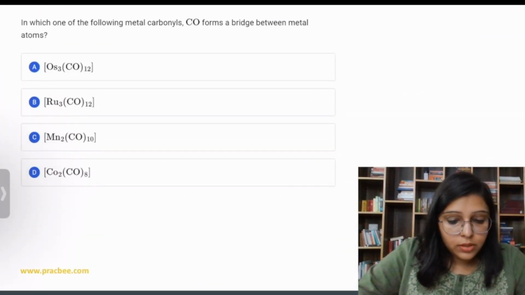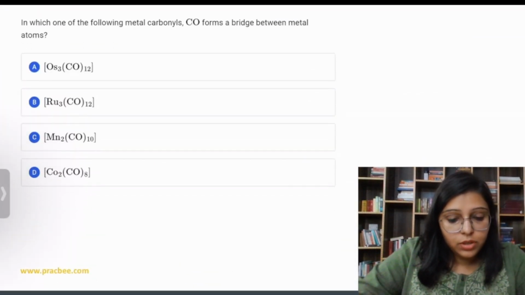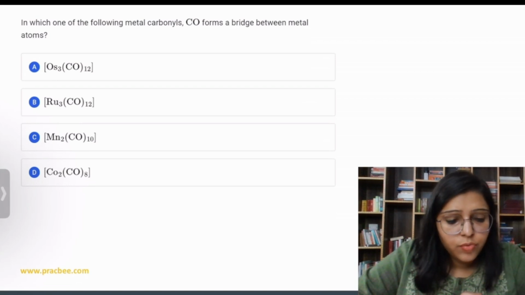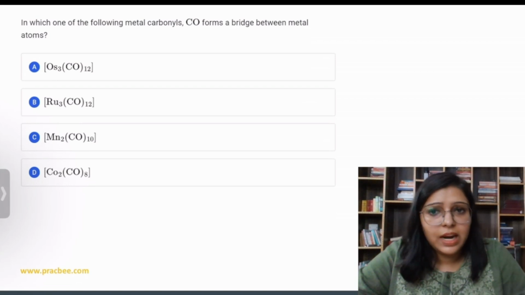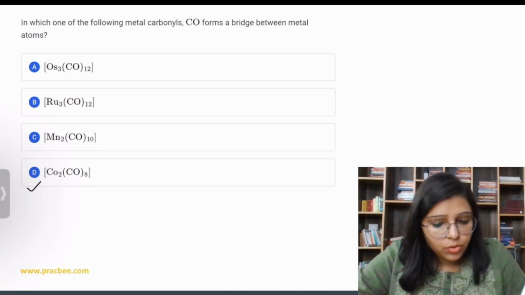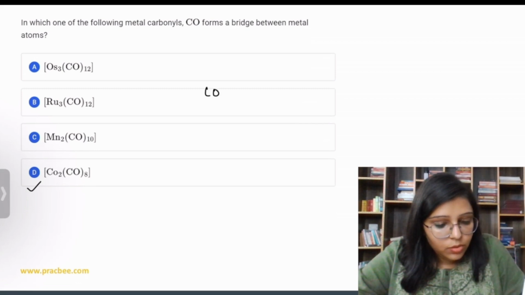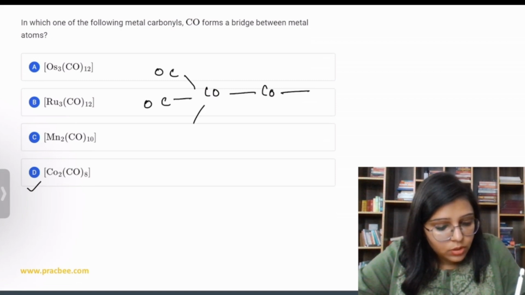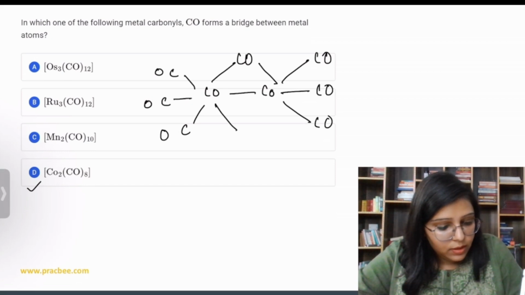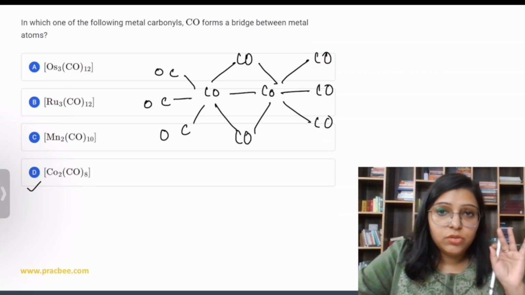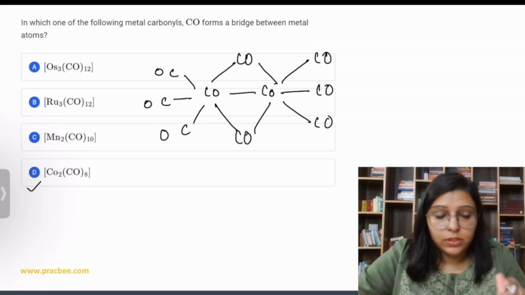Now, similarly, if we see the structure, in which one of the following metal carbonyls does CO form a bridge between metals? That is for Co2(CO)8. It is going to be like this: we have CO, a metal-metal bond, then CO 1, 2, 3, 4, 5, 6, one bridge 7 and another bridge 8. You just have to learn the structure of this.